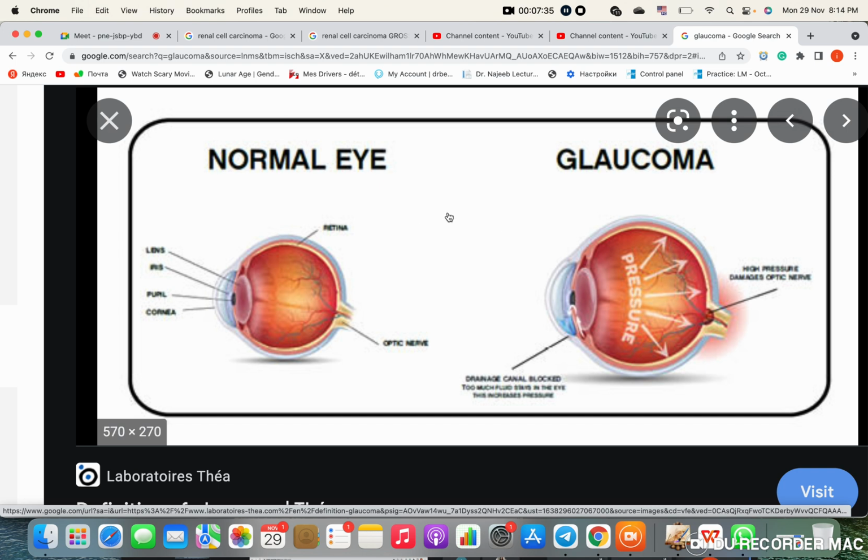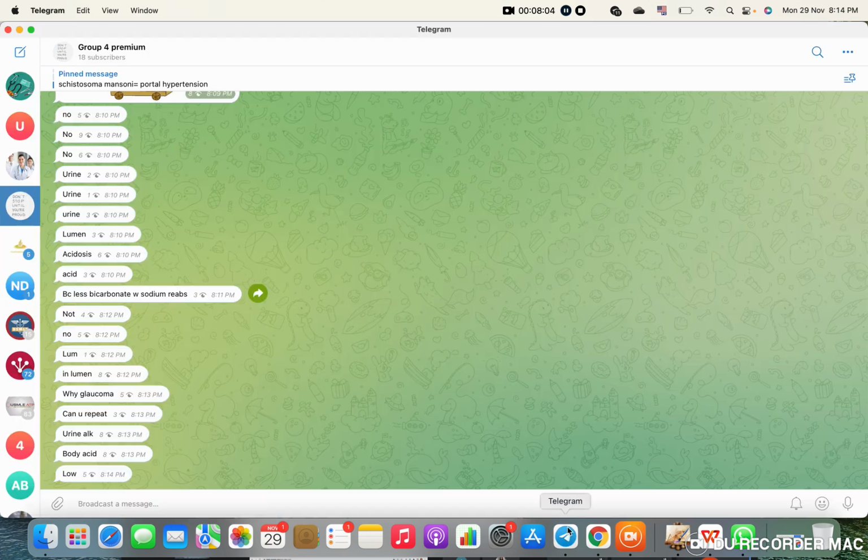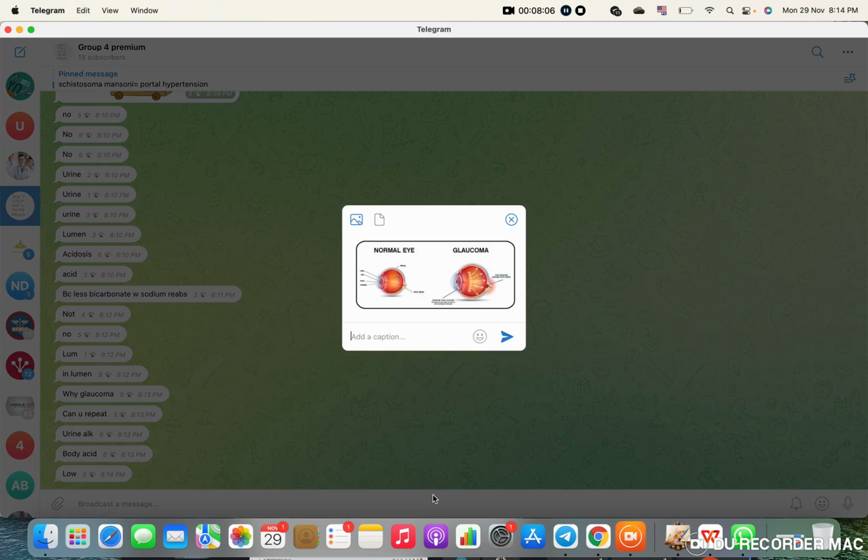So if you reduce that intraocular fluid, what will happen to the pressure inside of the eye? It becomes much lower. Yeah? When the pressure inside of the eye becomes lower, because of the diuresis, the pressure on the optic nerve will reduce. That will lead to reduction of a glaucoma. This is the first thing, but this is not the only reason why carbonic anhydrase inhibitors are used. This is the first one.